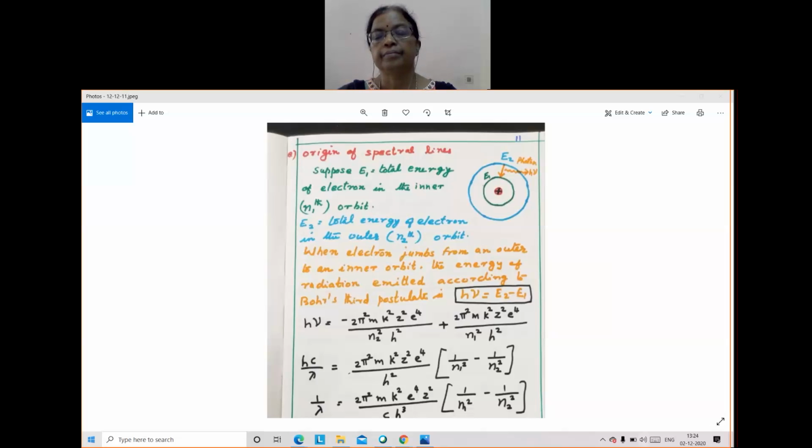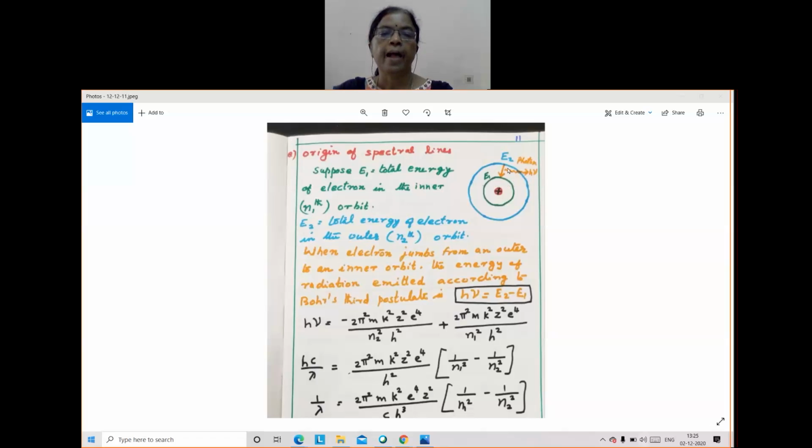E equal to h nu. Very good. E equal to h nu. Energy radiated E equal to h nu, where h is the Planck's constant and nu is the frequency of the radiation emitted. And here I have shown two levels, E2 and E1. The electron is jumping from E2 to E1. Then this is shown here. Energy emitted h nu, a photon, electromagnetic radiation of energy h nu is emitted.